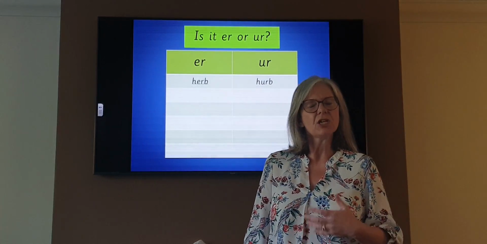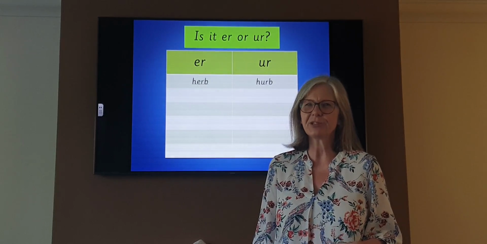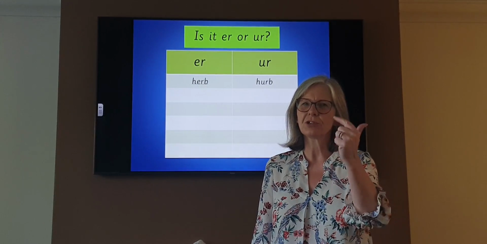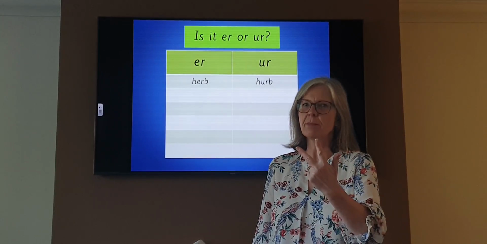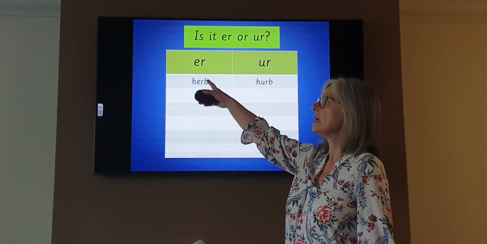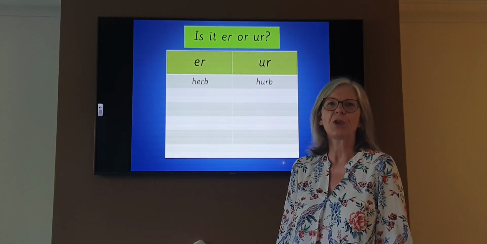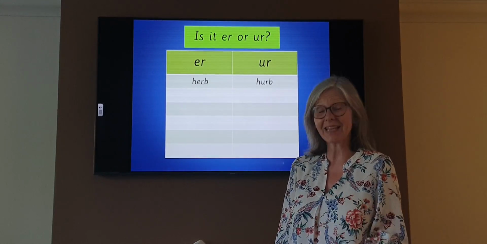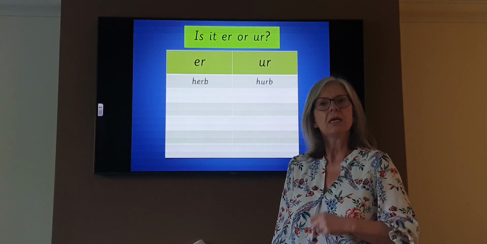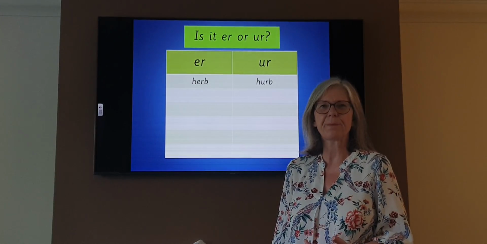The word is church. Church. Sound talk it to me. Church. It's got three phonemes. Is it using the ER grapheme or the UR grapheme? See if you can write it down. Church. Remember, sound talk it to your paper, it helps, and pop your sound buttons underneath to make sure you've written it correctly.